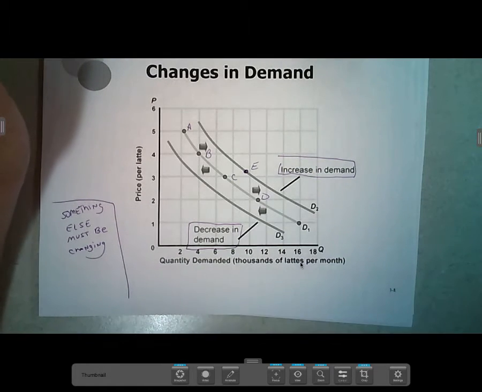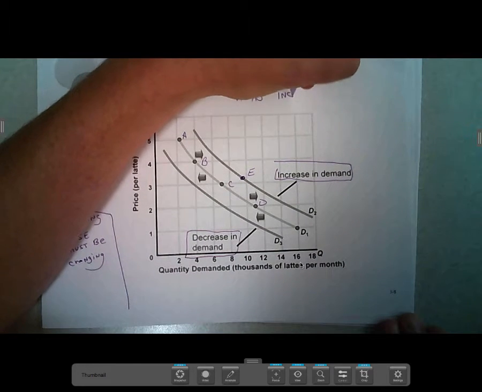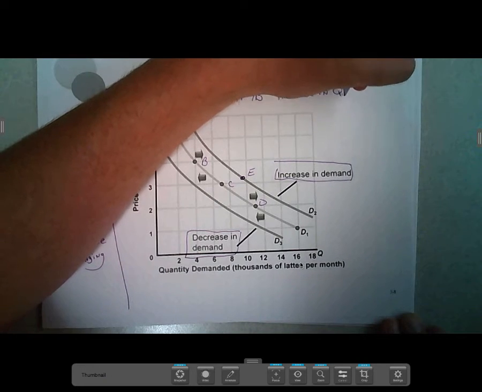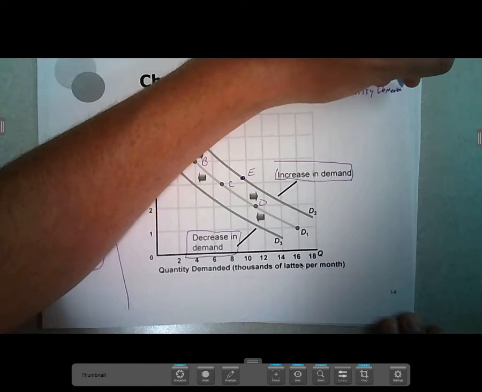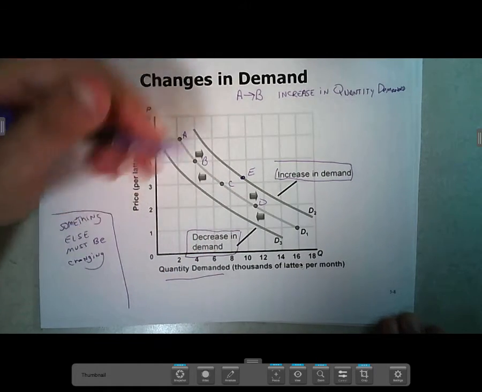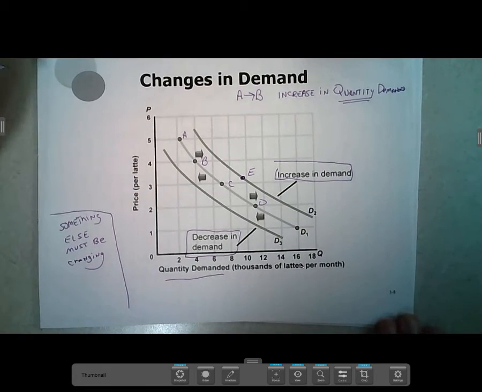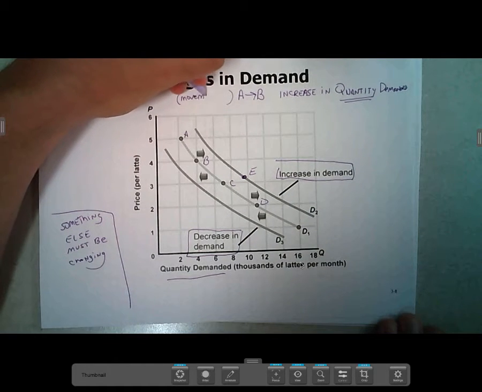I want to be very precise in the words that I'm using here, and I want you to listen very carefully to the words I'm using here. To go from A to B is an increase in the quantity demanded. I'm going from 2 to 4 in terms of quantity demanded. Notice that added word of quantity demanded. That's saying that there's a movement.